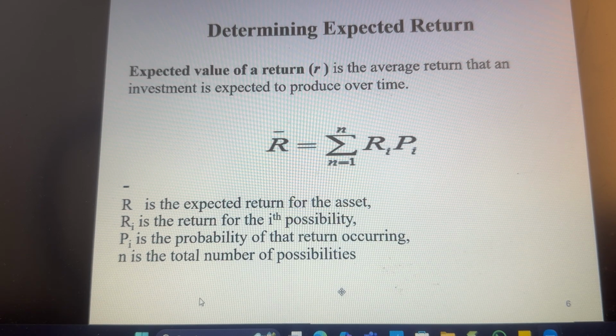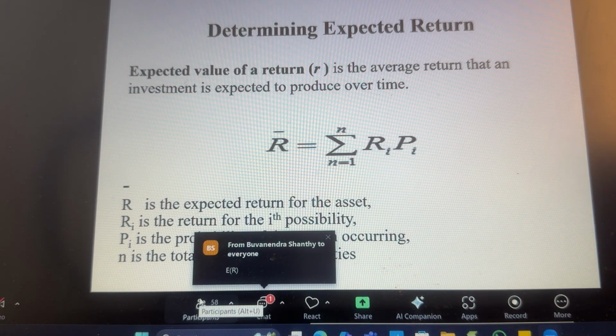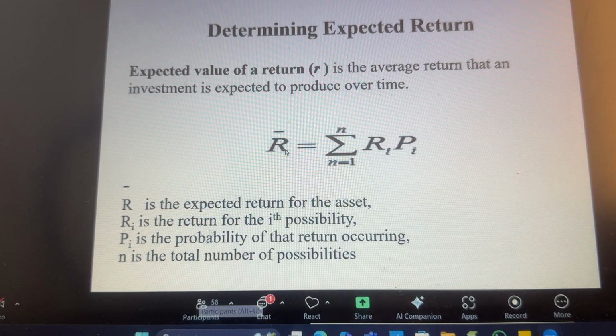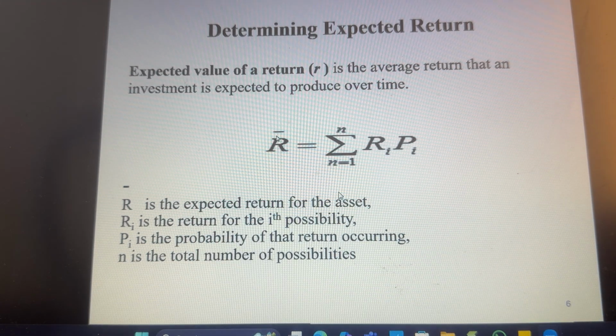Expected return, right? You can write it either as E within brackets R, which is commonly used, or you can use R bar. ER is clearer than R bar, since R bar is used as the average return calculated in statistics classes based on your past data. So here this stands for expected return.